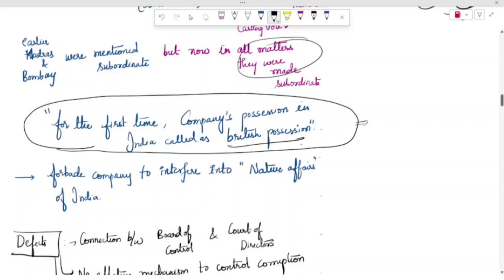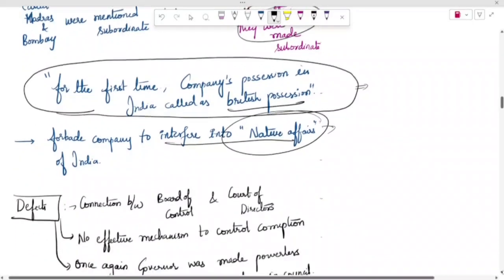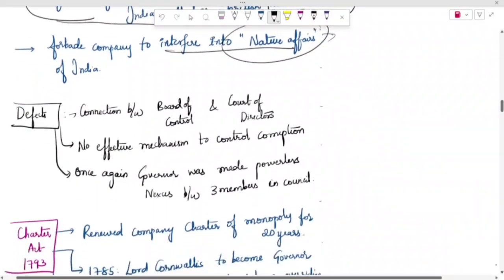So this was one of the previous year's questions: in which act, for the first time, were the company's positions called British possessions? Then they forbade the company to interfere with native Indian affairs, and they said to just respect the Indian affairs. So it was just on paper.